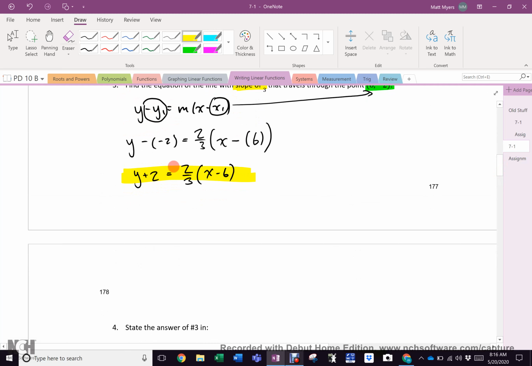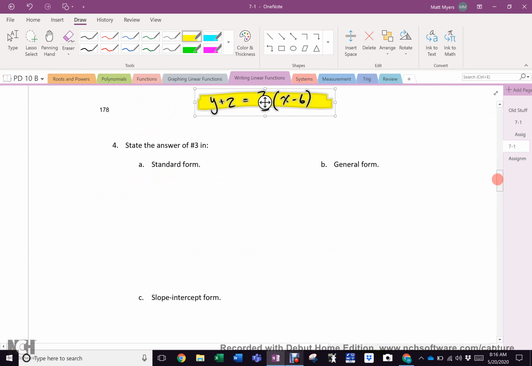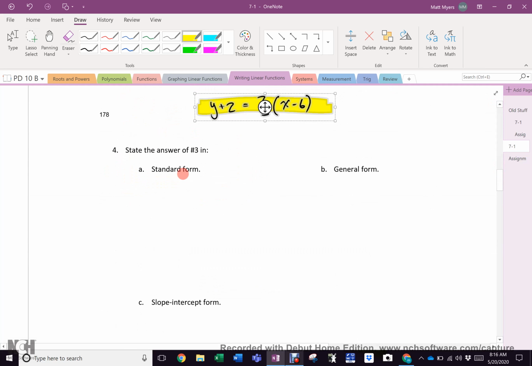Now, this is the answer we're working with. So I'm going to slide it down here. And I want that answer in standard form, which is ax plus by equals c. Notice, no brackets, no fractions. So I got to get rid of these brackets and this fraction. So let's do that.